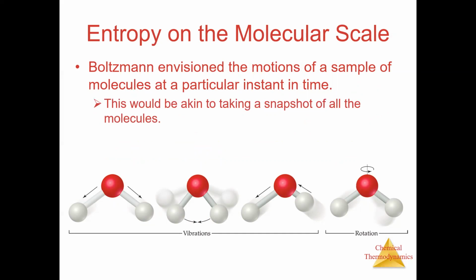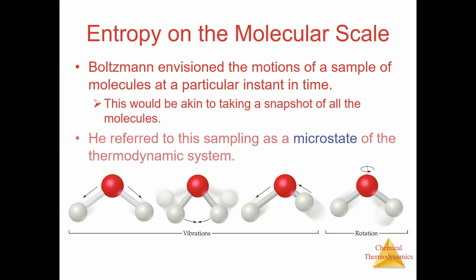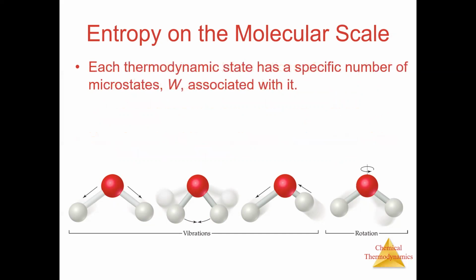Boltzmann envisioned the motion of a sample of molecules at a particular instant in time. This would be akin to taking a snapshot of all the molecules. He referred to this sampling as a microstate of the thermodynamic system. Each thermodynamic state has a specific number of microstates W associated with it.